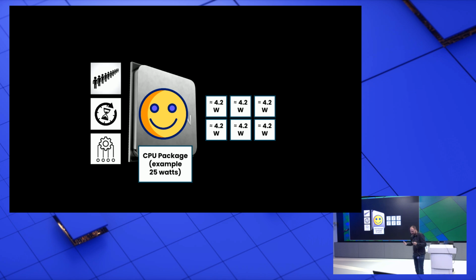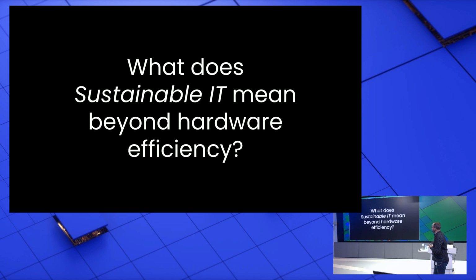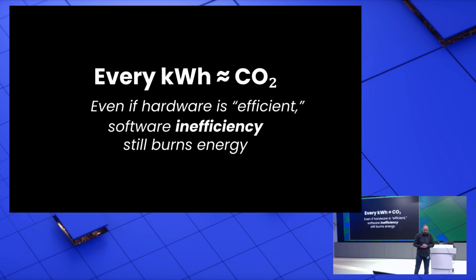So I came to the conclusion that you can have the exact same code, but depending on the hardware that is actually running it, you can have different energy consumption, not even depending on the operating system or other things. Then I was thinking, what does sustainable IT mean beyond hardware efficiency? Even if hardware is efficient, software inefficiency still burns energy.